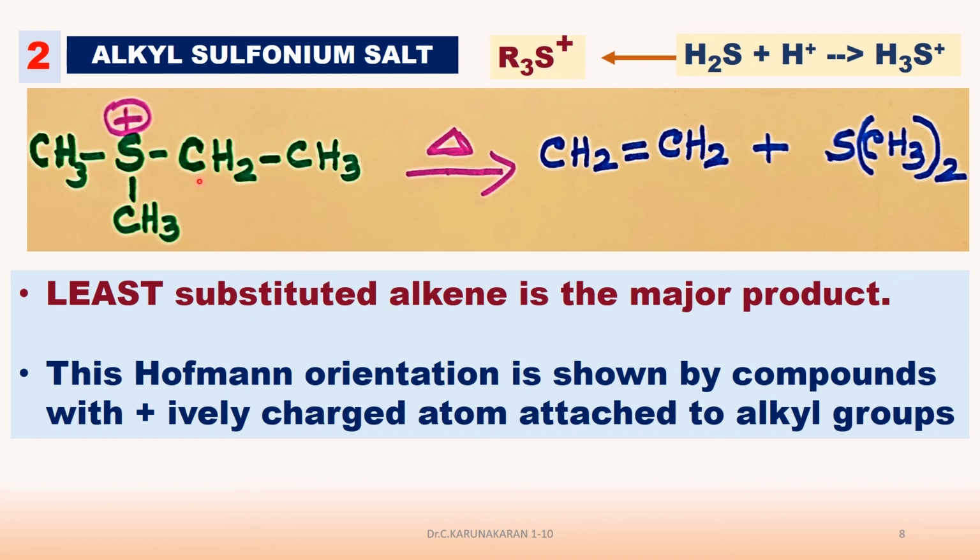Here, these groups cannot form an alkene. Therefore, there is only one possibility. The least substituted alkene, ethylene, is formed as the major product. This Hofmann orientation is exhibited by compounds with a partially charged atom attached to alkyl groups, different alkyl groups.